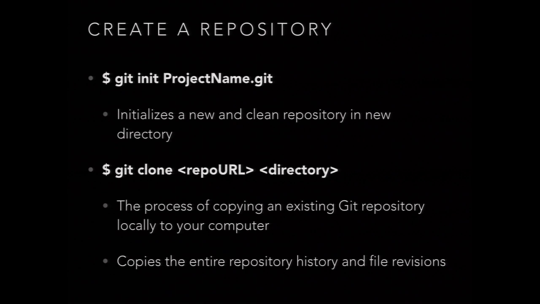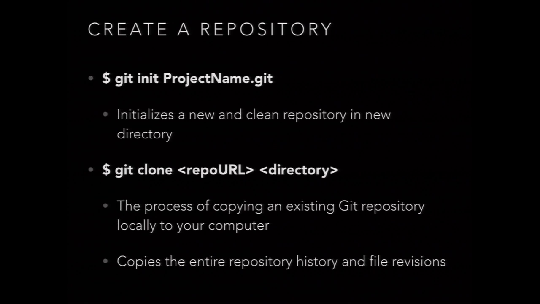All right, let's jump into how to create a repository. The basic command is git init, and then the project name .git. You don't have to put on the .git. People do it as a convention. If you're searching your file system, it's sometimes easier to find repositories or directories that have .git on the end. You don't have to put that on, but like I said, it's a convention that some folks do.